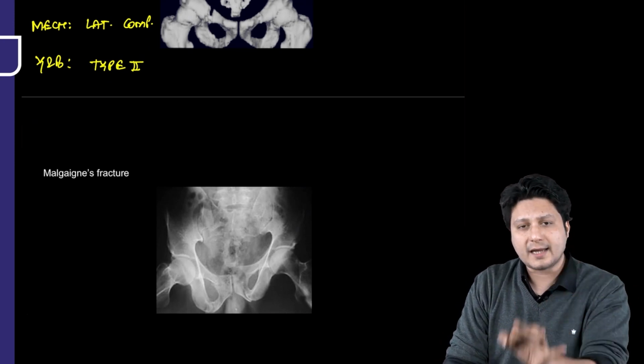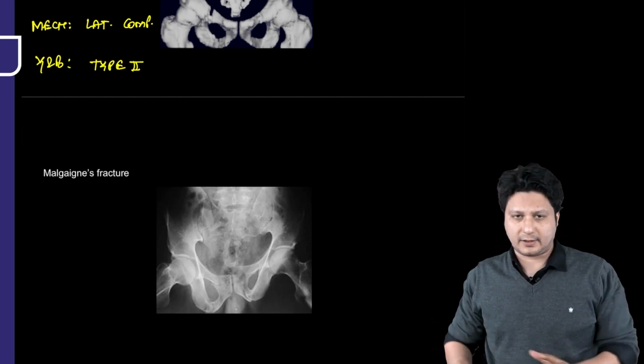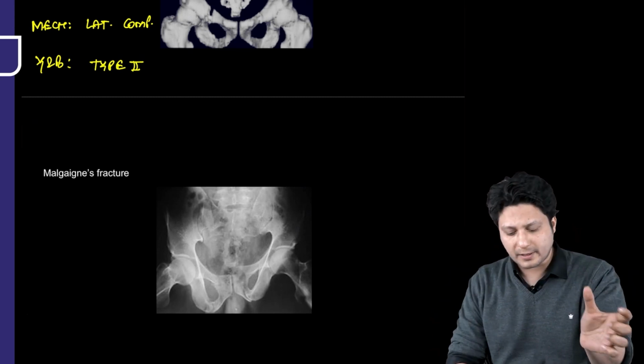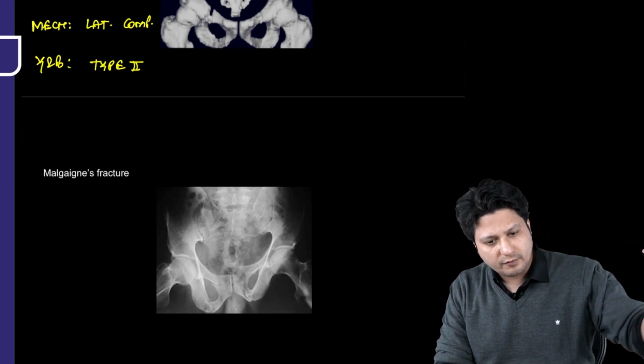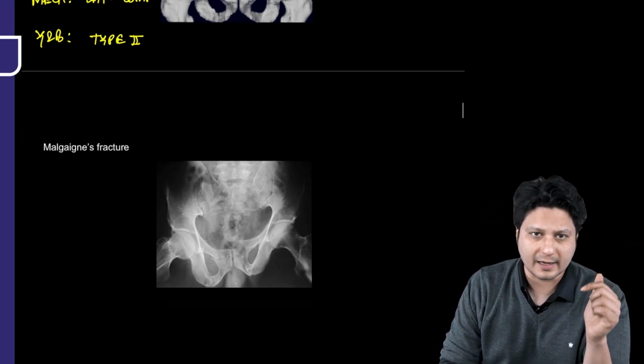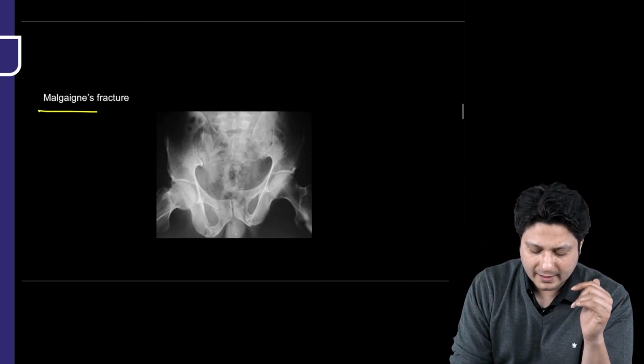Now, crescent sign is something which you have studied in avascular necrosis of the head of the femur, which is an entirely different topic. For this particular topic, crescent fracture of the pelvis is the fracture of the iliac bone which is extending into the sacroiliac junction. So it comes under type 2 injuries. Then comes the Malgaigne fracture.